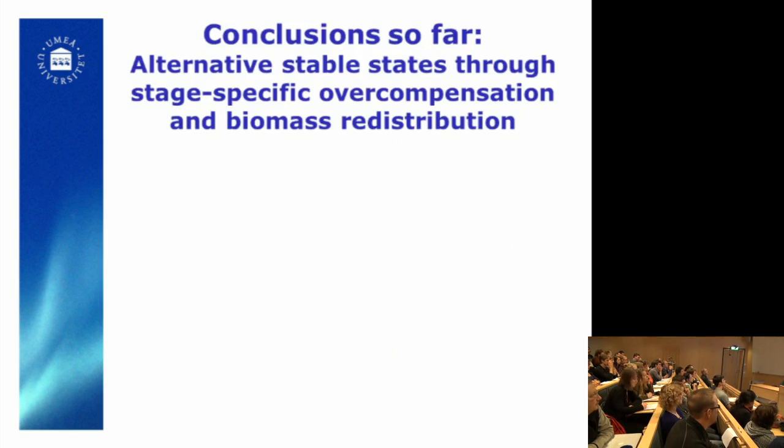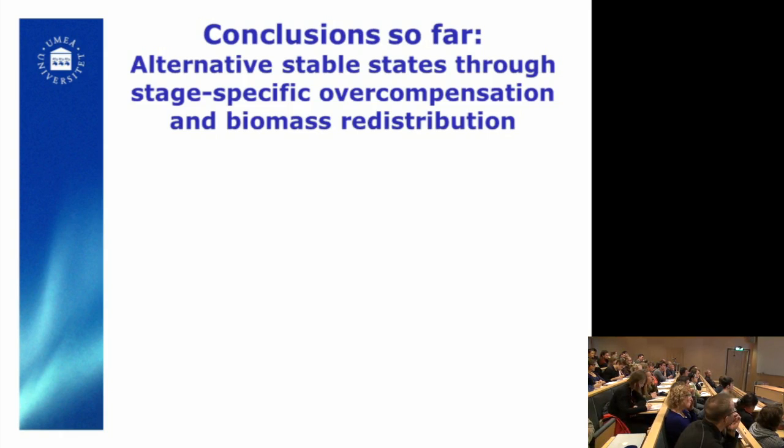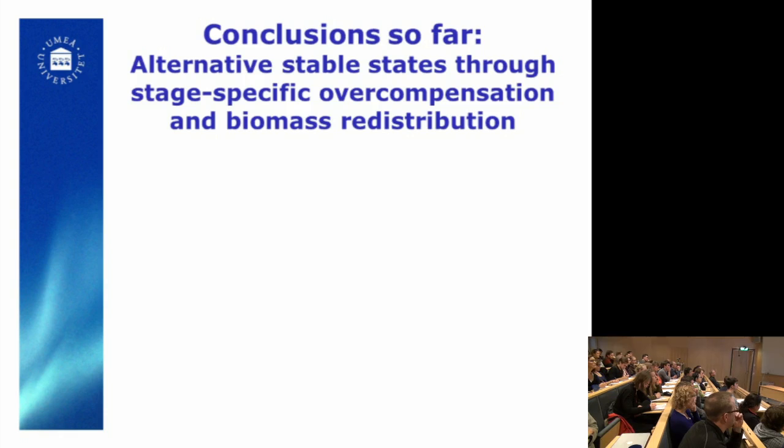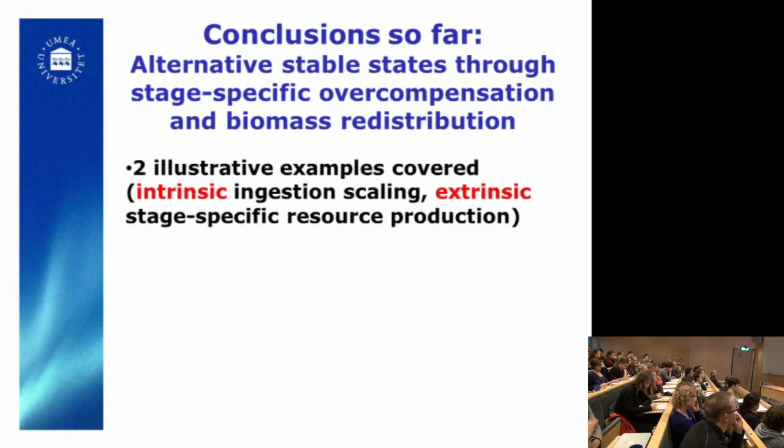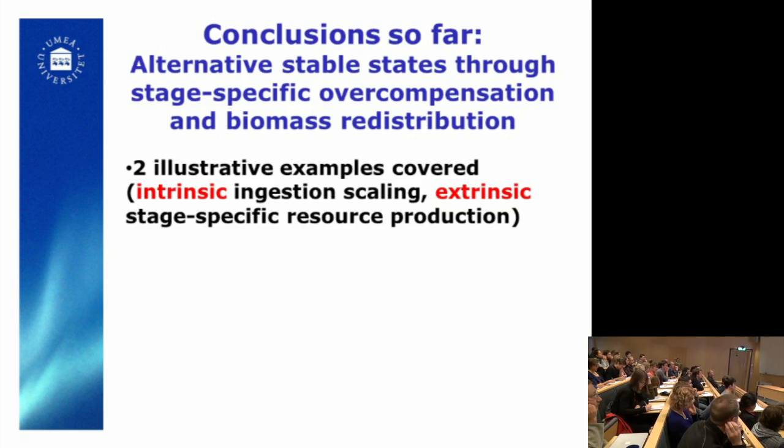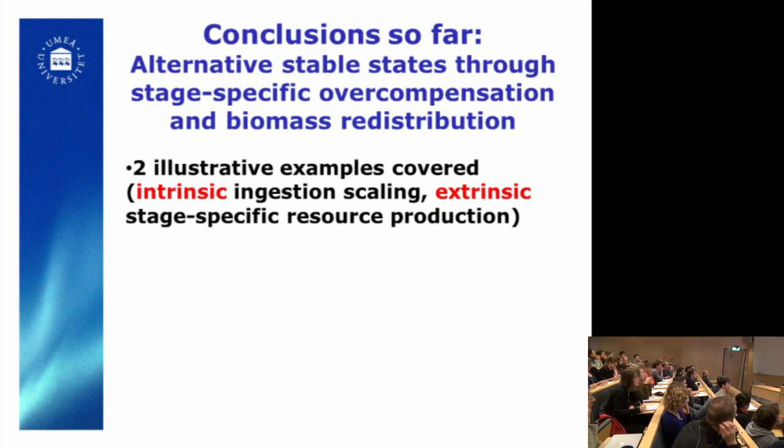So the major conclusion when focusing on community is that ontogenetic asymmetry and overcompensation can lead to alternative stable states through state-specific overcompensation and biomass redistribution. I used just two examples, and they differ in one aspect. The first example related to different ingestion scalings of small and big Arctic char. In the other one, what was changed was the state-specific resource production.